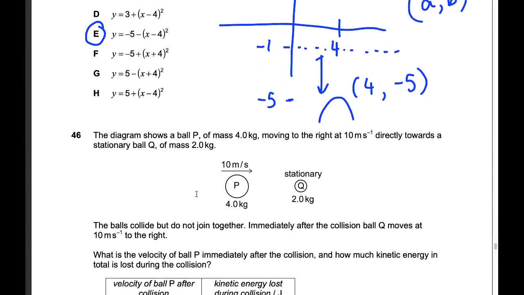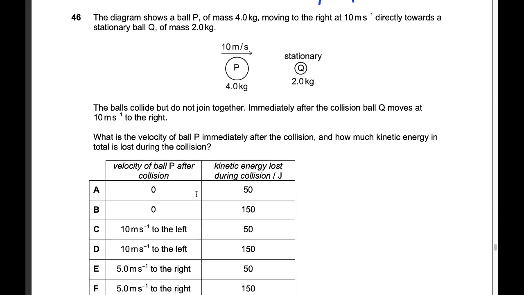Okay, so next question. The diagram shows a ball P of mass 4 kilograms moving to the right with 10 meters per second and a stationary ball Q of 2 kilograms. So this is going to be a collision problem. Immediately after the collision, ball Q moves 10 meters per second to the right. What is the velocity of ball P immediately after the collision, and how much kinetic energy in total is lost during the collision?